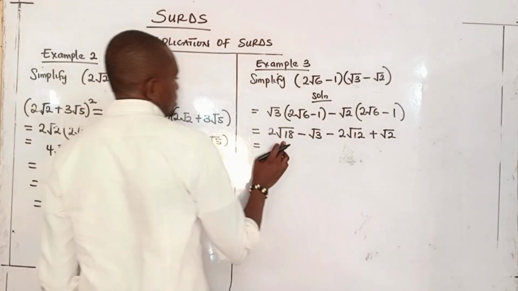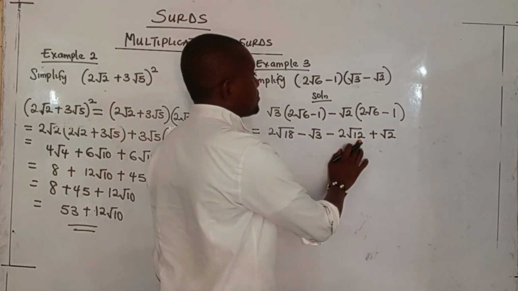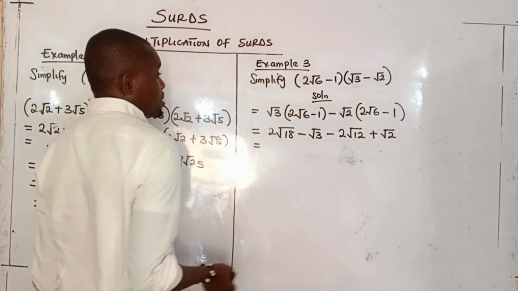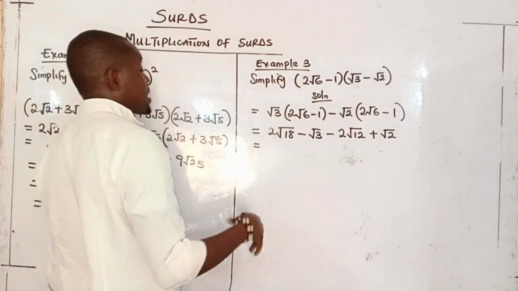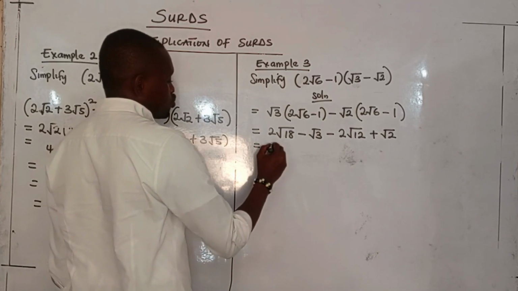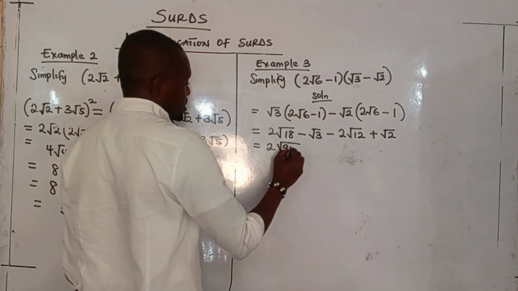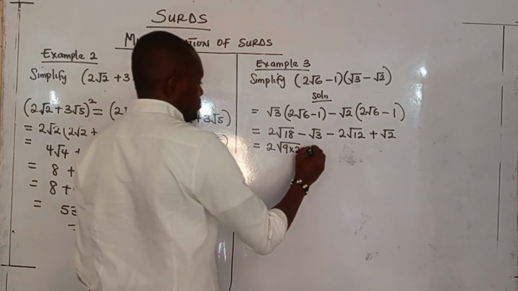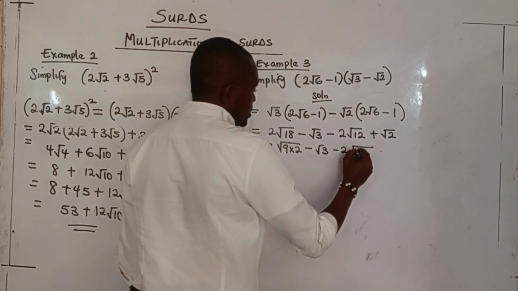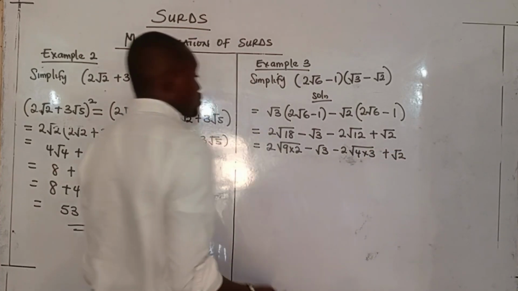Then we can now proceed. Now looking at 18, there is a perfect square that can divide into 18, and there's a perfect square that can divide into 12. So that means we have to what? To simplify or express them in their basic form. So we are going to have it as 2 root of, 18 is the same thing as 9 times 2, then minus root 3, then we have minus 2 root of, 12 is the same thing as 4 times 3, then we have plus root 2.